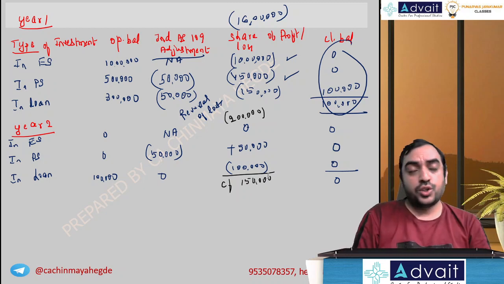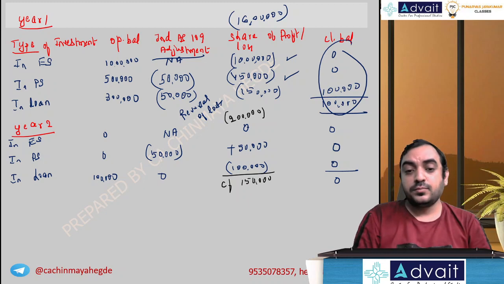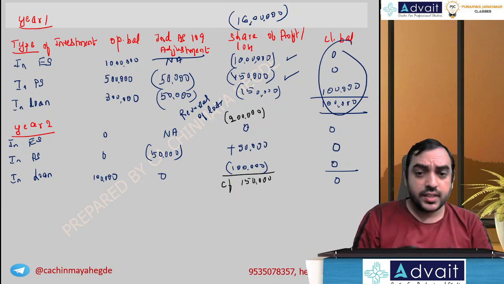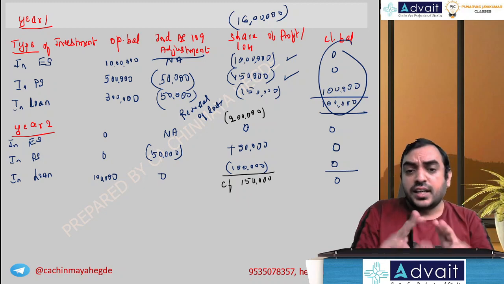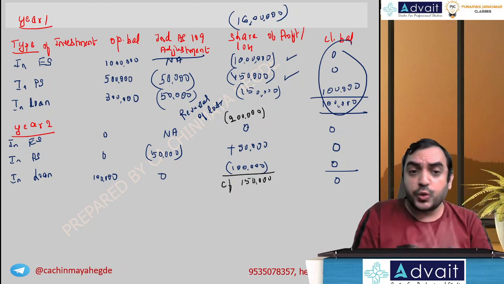Sir, explain once, sir. This is confusing, sir. No problem. I'll explain. Suppose the reversal of 50,000 had not taken place. What would you have done?